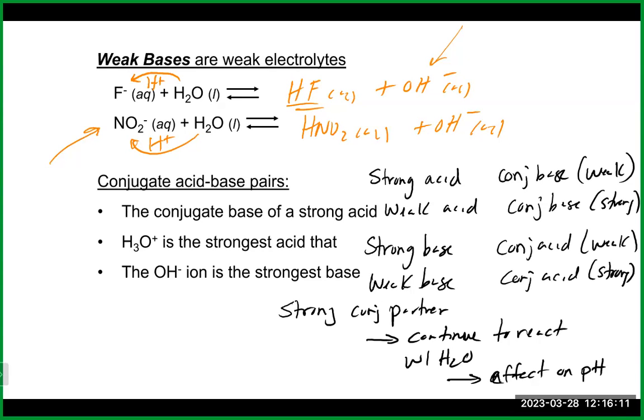H3O plus is the strongest acid you could have. OH minus is the strongest base you could have in solution. Any questions on that there? And we'll talk more about those reacting a little bit later on in this chapter.